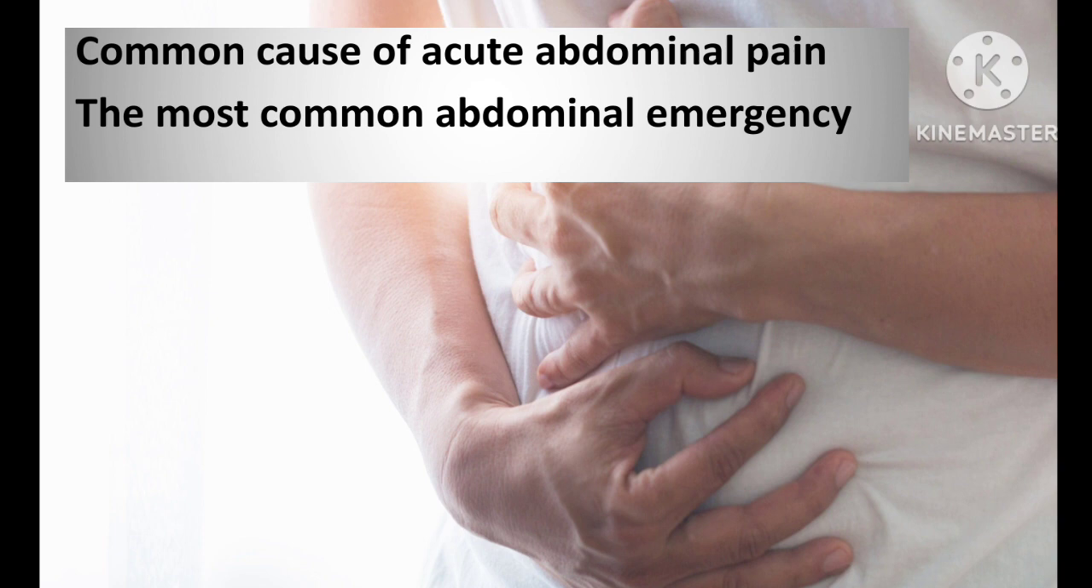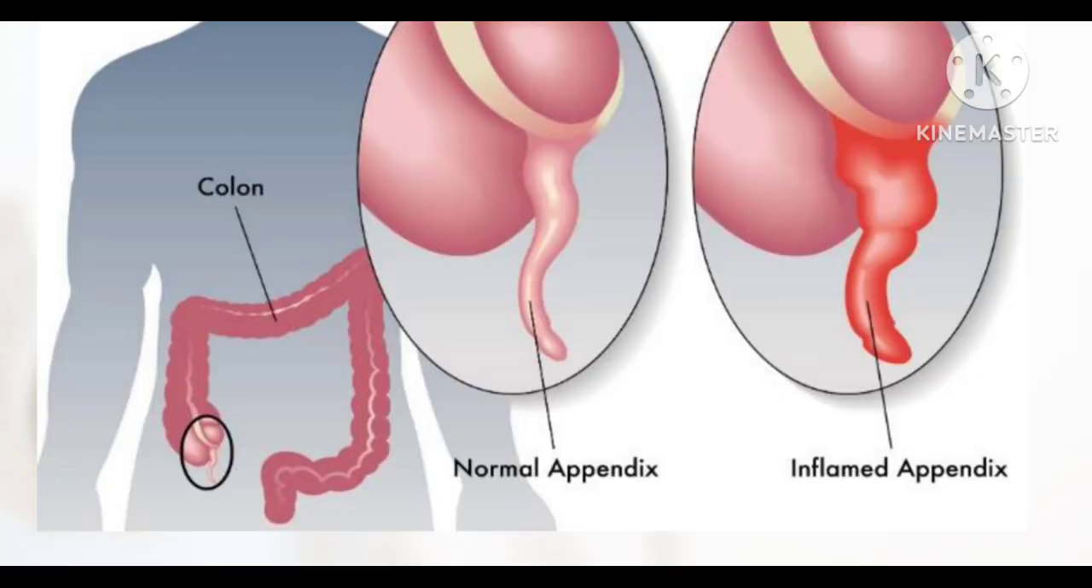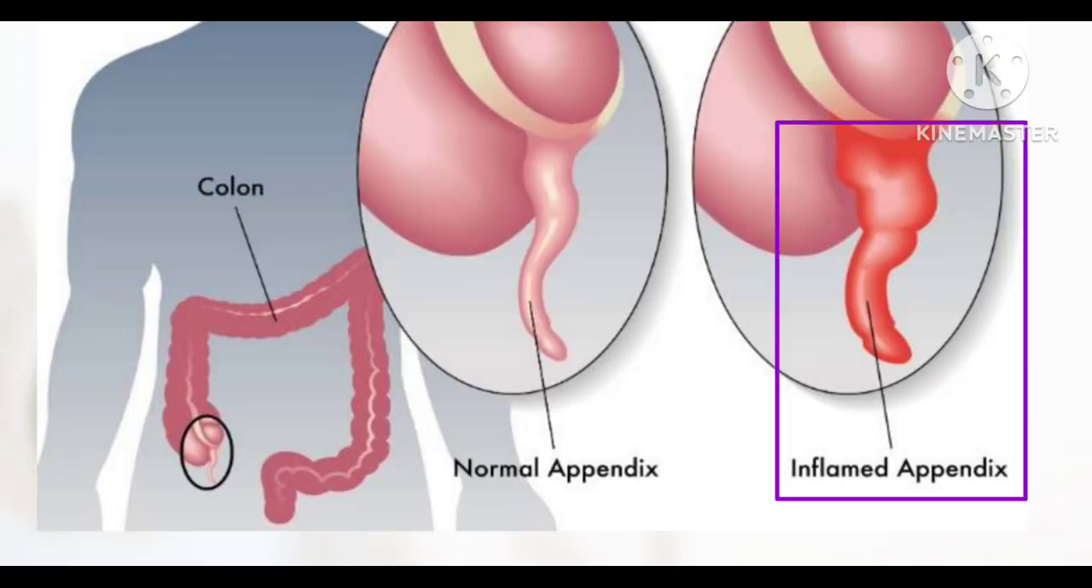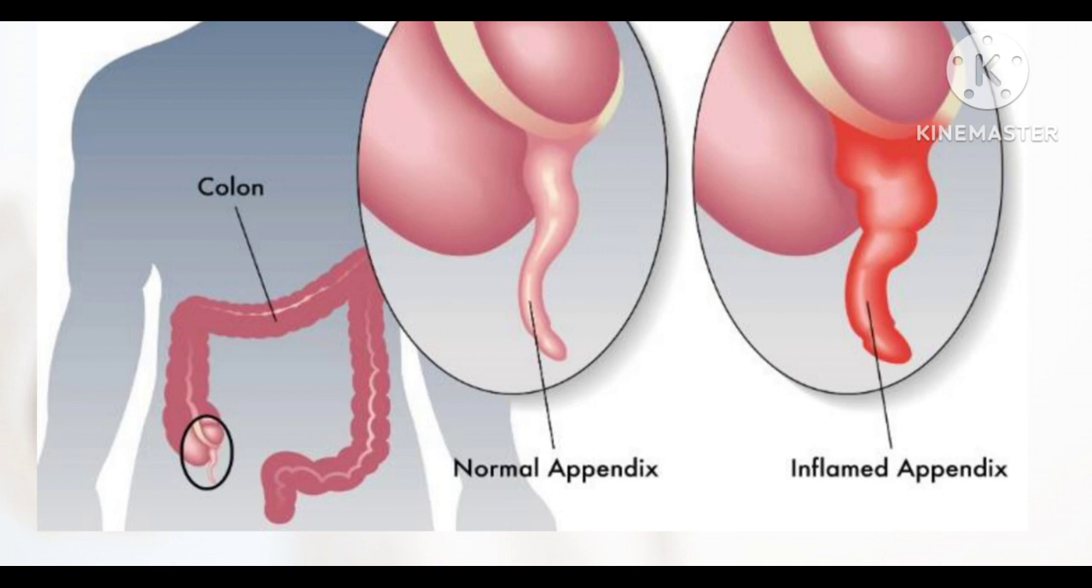Acute appendicitis is the most common abdominal emergency requiring urgent abdominal surgery, and one of the common causes of acute abdominal pain. It is so common in general radiological practice, whereas chronic appendicitis is an uncommon entity. Acute appendicitis may be simple or complicated, depending on whether the patient has developed significant sequelae, that is gangrene, abscess, or perforation.